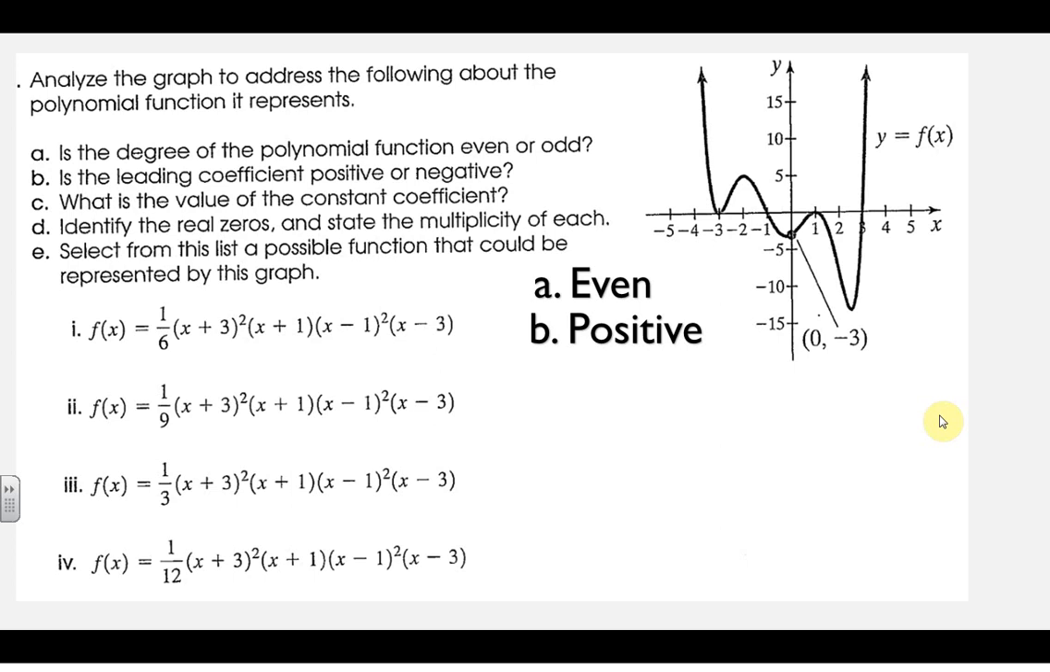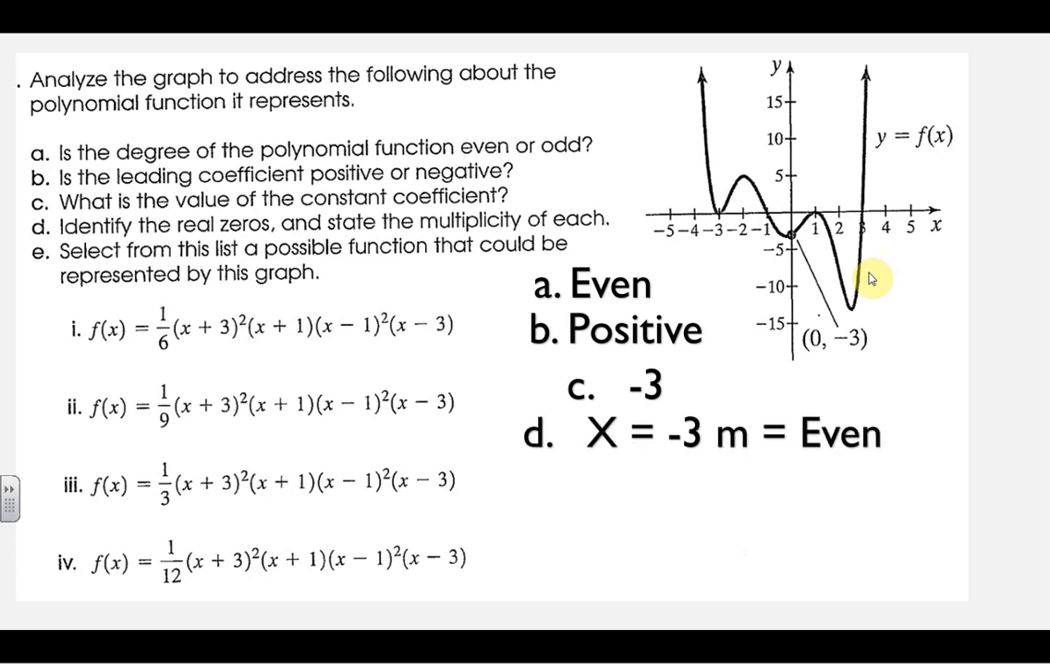Don't get thrown off here, people. In standard form, the constant coefficient is always plus something. It's always the thing that doesn't have an x. So if everything else didn't exist, that would still be there. It's always going to be your y-intercept, because if you plug 0 in for x, it's what's left. So your y-intercept will always be your constant coefficient. So we just look at our y-intercept, which is -3. Now identify the real zeros and state the multiplicity.